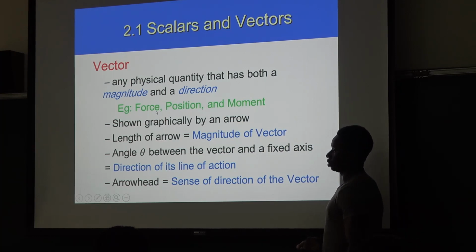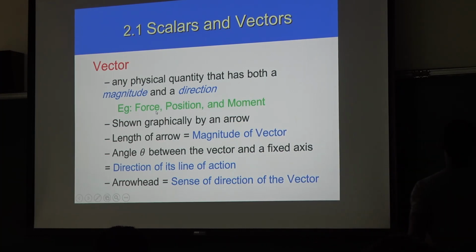And the angle theta between the vector and the fixed axis, that is the direction of its line of action. So we may have a fixed line of action here, and this is theta, and then maybe this is the vector A. So this one is the direction of the line of action from the x.